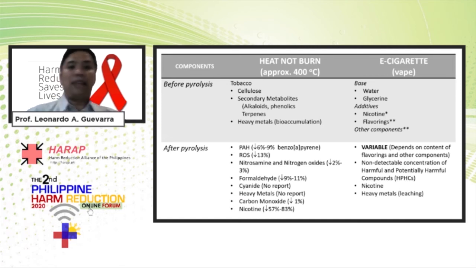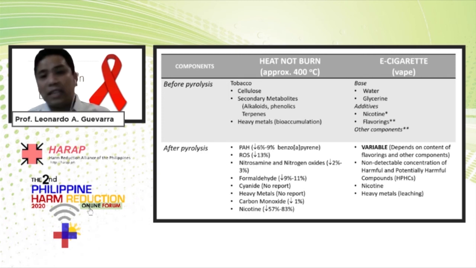So what are the contents of these two alternatives? One is the heat not burn. It produces the same content as the regular smoke because it uses the same tobacco, but with a very significantly low amount of toxic substances. For example, the polyaromatic hydrocarbons can be reduced to 6 to 9% of the original amount as compared to traditional smoking. The reactive oxygen species are as low as 13%. You have your nitrosamine and nitrogen oxide at 2% to 3%, and so on and so forth.